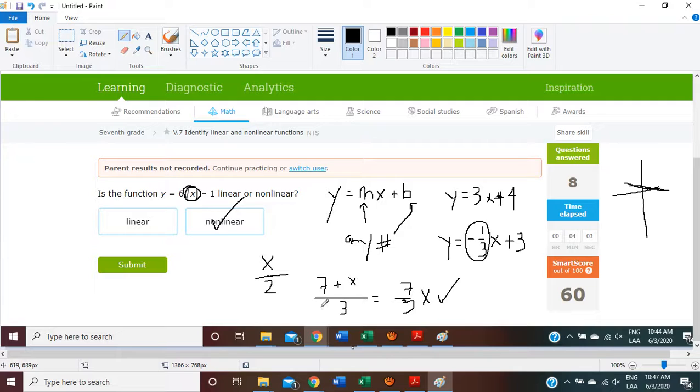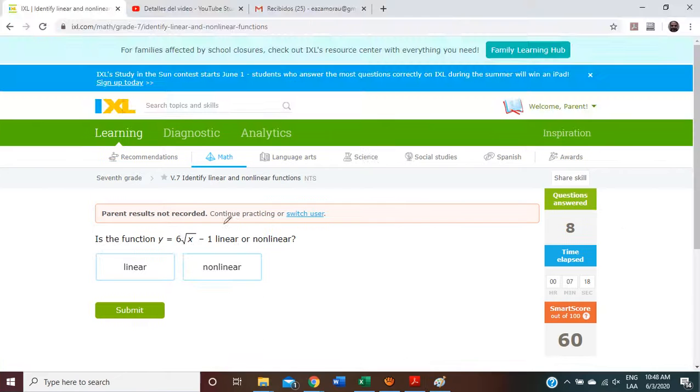But when the x is below, I mean when the x is the denominator, so for example 1/x, this is a non-linear function, okay? This is a non-linear function. So the x has to be above, or has to be the numerator. All right, so in this case we have a non-linear function. Okay, non-linear. We submit it, and brilliant.